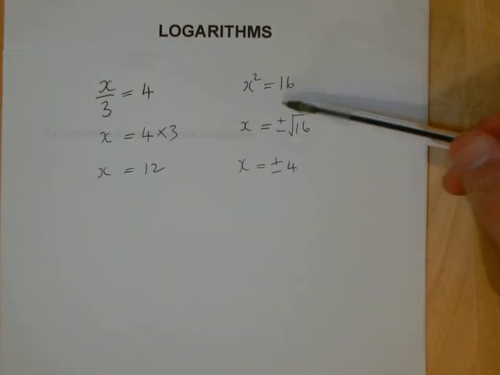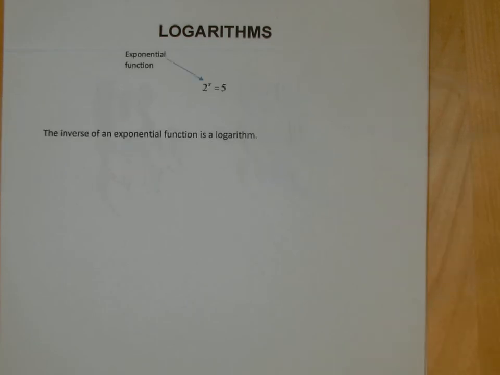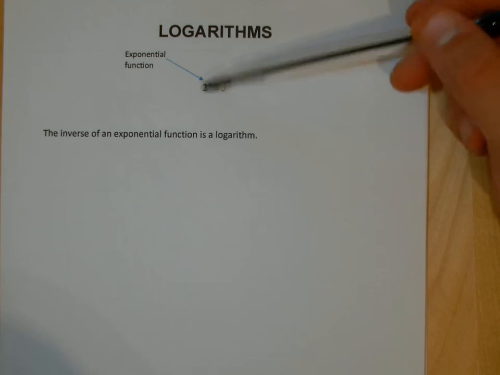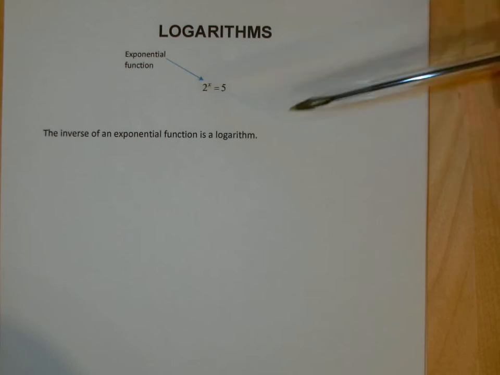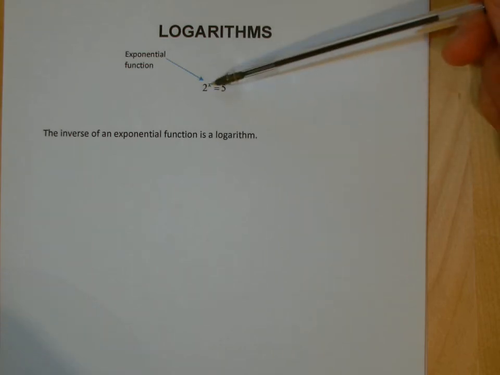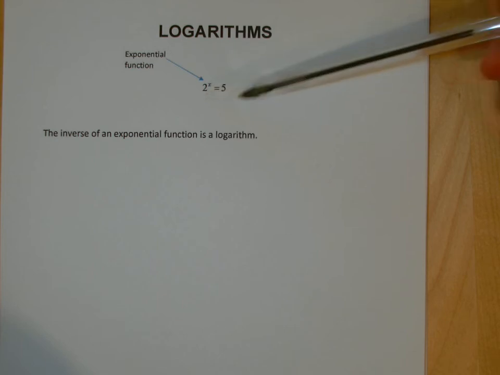Simple though, isn't it? We know the inverse operations. Well, logarithms help us to solve equations of this form. You can see here I've got 2 to the power x equals 5. This is what is called an exponential function, where we've got this variable x. If we were asked to solve for the power x when this function is equal to 5, it is possible, but you have to use logarithms.